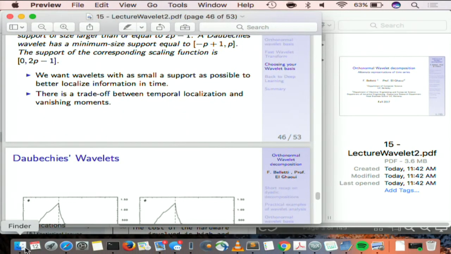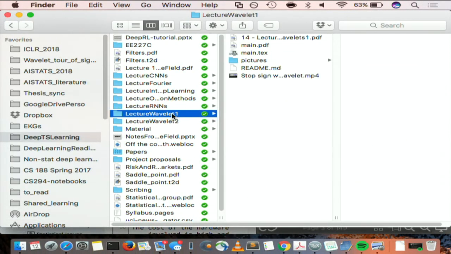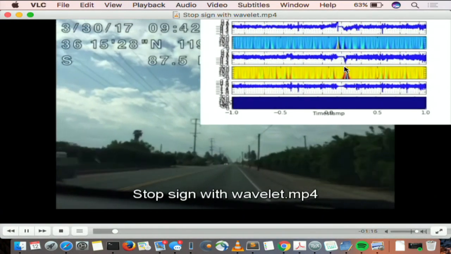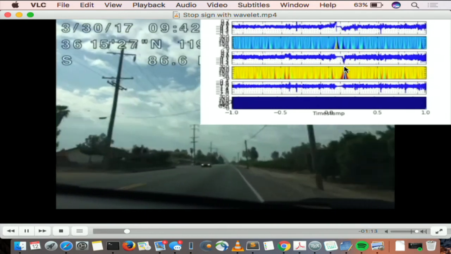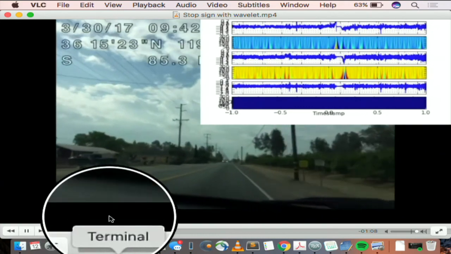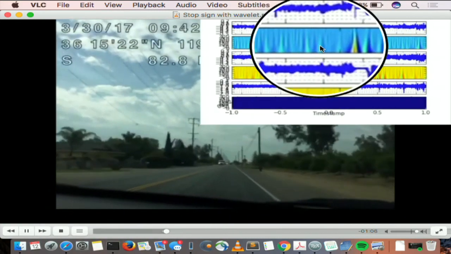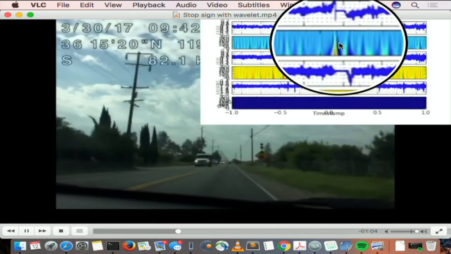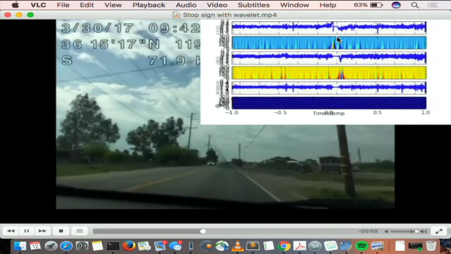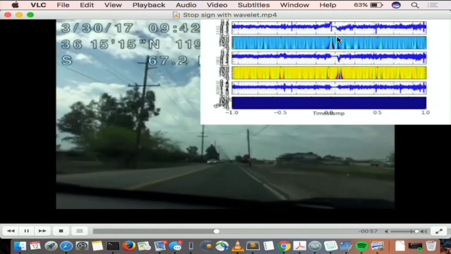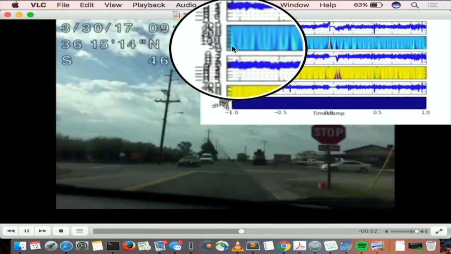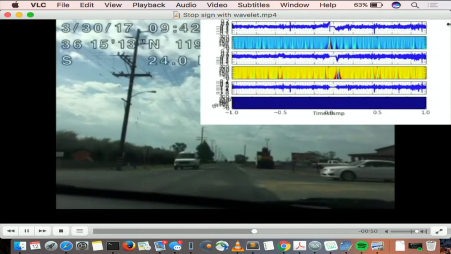And one practical representation of that is, if you remember this video and this moment when I was driving and I drove over a railroad track. Here there is a shock, and what is nice is that the impact in the wavelet decomposition is somewhat contained. That's a consequence of having a wavelet with a compact support. If the wavelet had an infinite support, this perturbation would leak across all the different time steps, and I really don't want that.